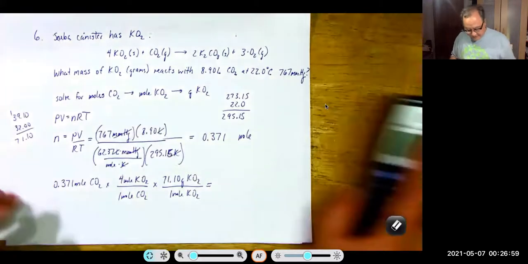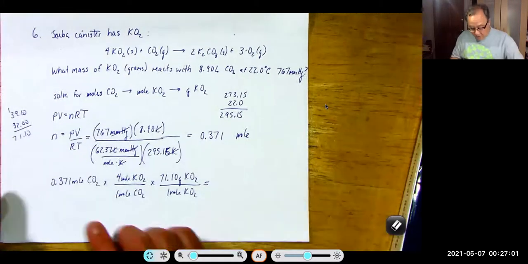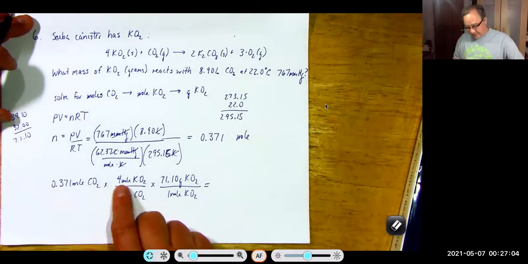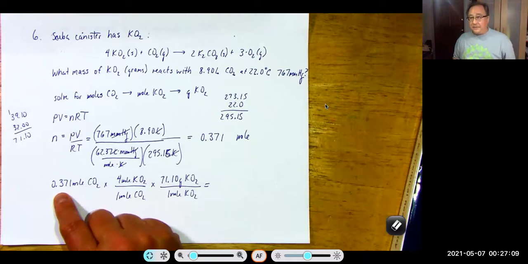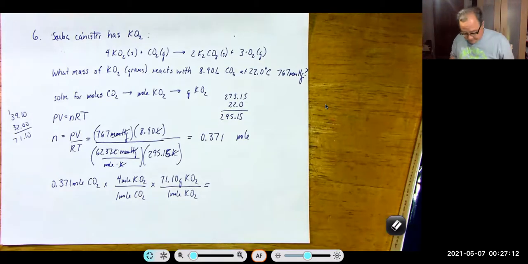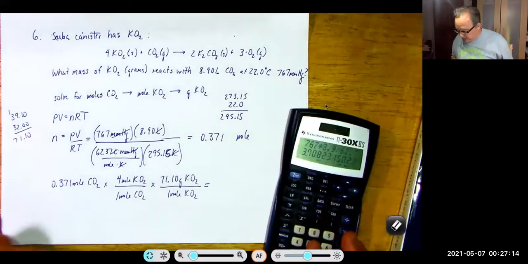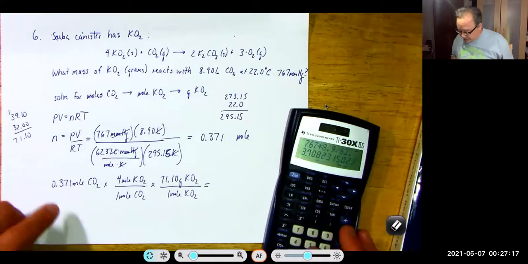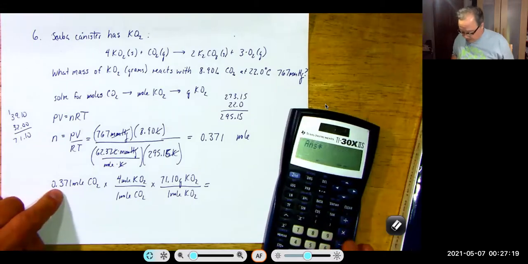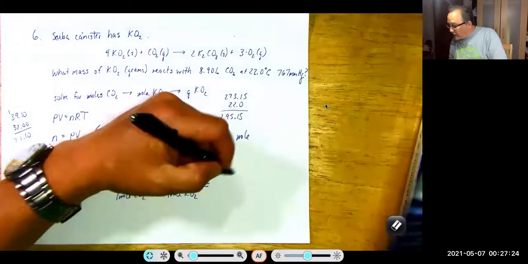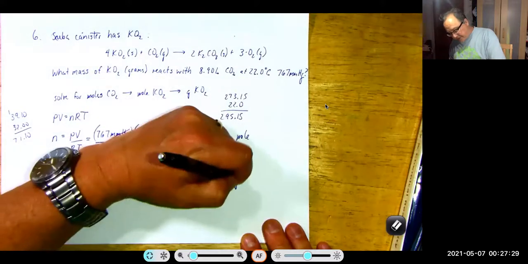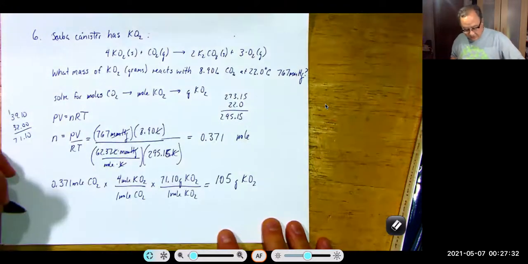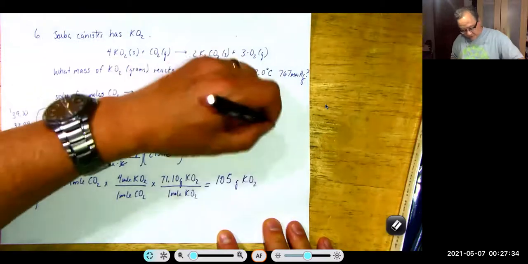And if we estimate this answer, this is about 1/3. So 4 times 71 is what, 280. 1/3 of 280 would be about 100. So let's see what we get here. I'm going to take this number times 4 and times 71.10. And I get 105 grams of potassium superoxide. So naturally, I'd want to see all this work for a problem like that.